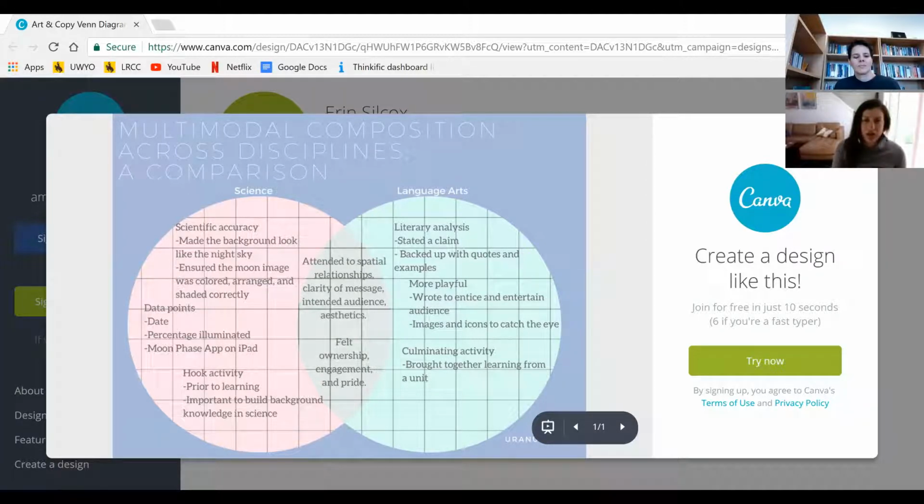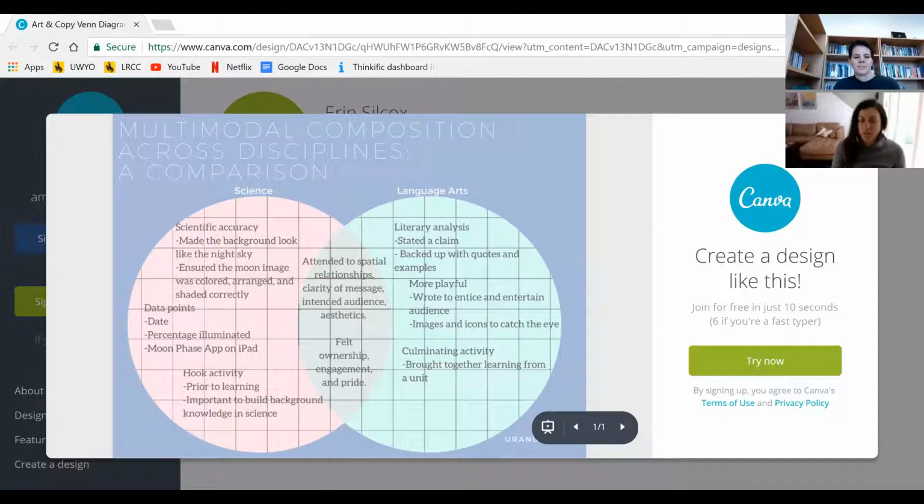So making sure that not only did I have an accurate representation of what the moon actually looks like in the sky, I also made sure that I had the correct date, which is simple and easy, but it's a good launching point for then moving into when we're dealing with more complex data and that kind of thing. Percentage illuminated, and then I got this information from the moon phase app.